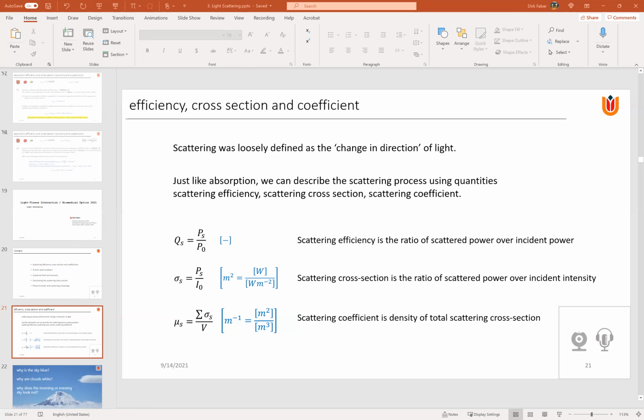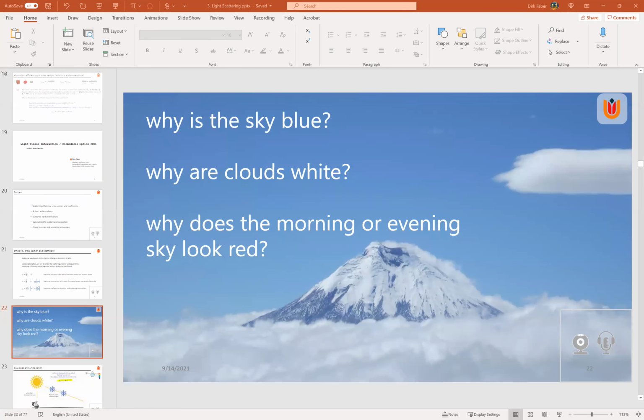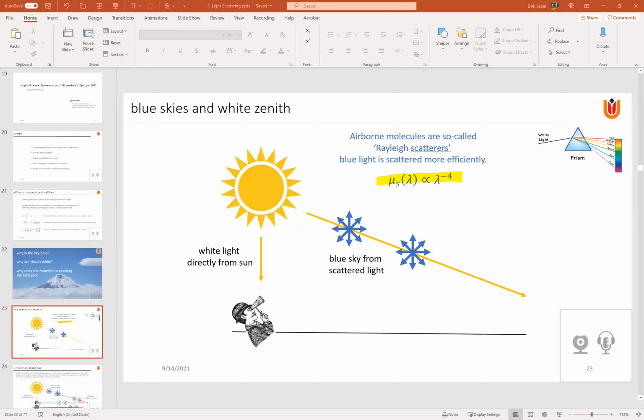You can verify. So the fun questions. So why is the sky blue? Why are clouds white? Why does the morning sky or the evening sky look red? Let's go through them one by one. Just shoot if you have a good explanation, that is even better. So part of it is of course already here.